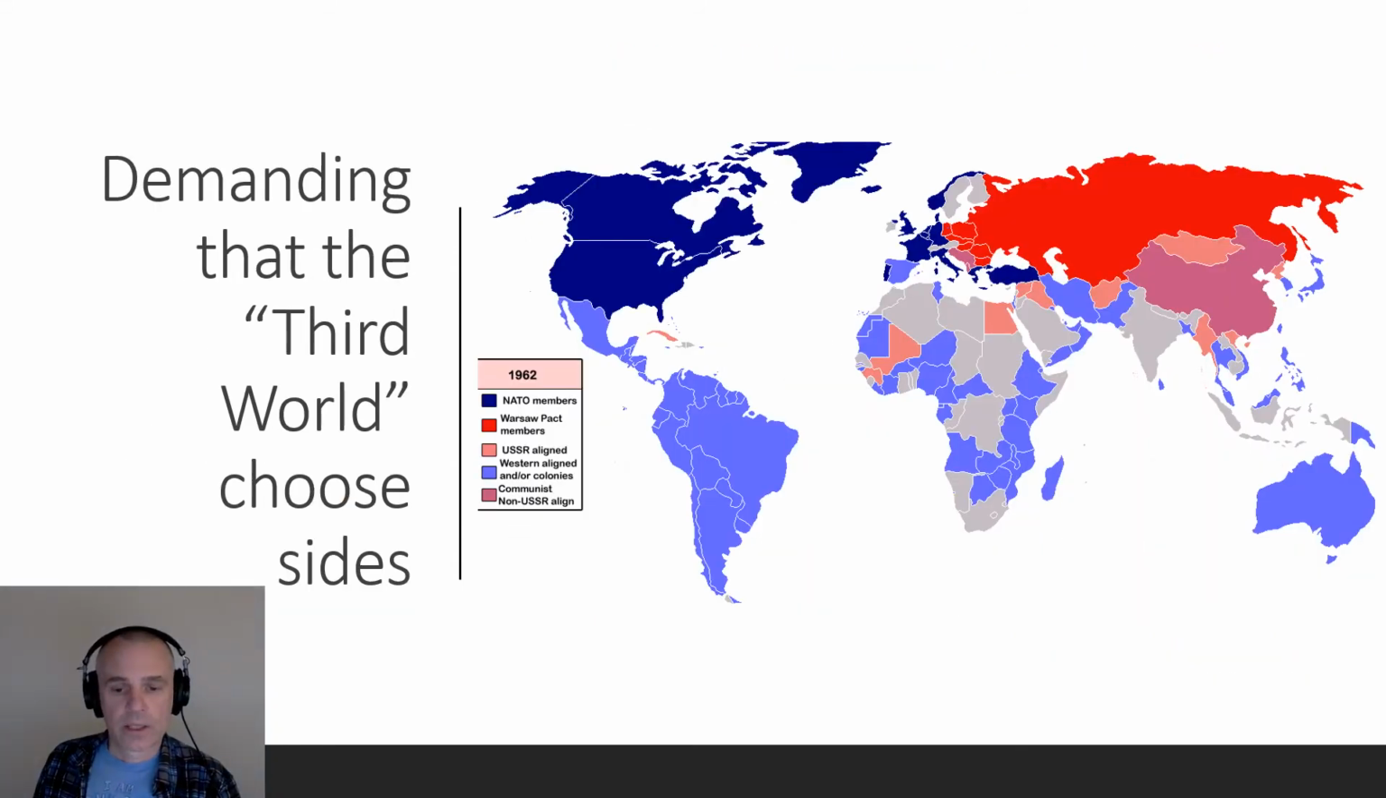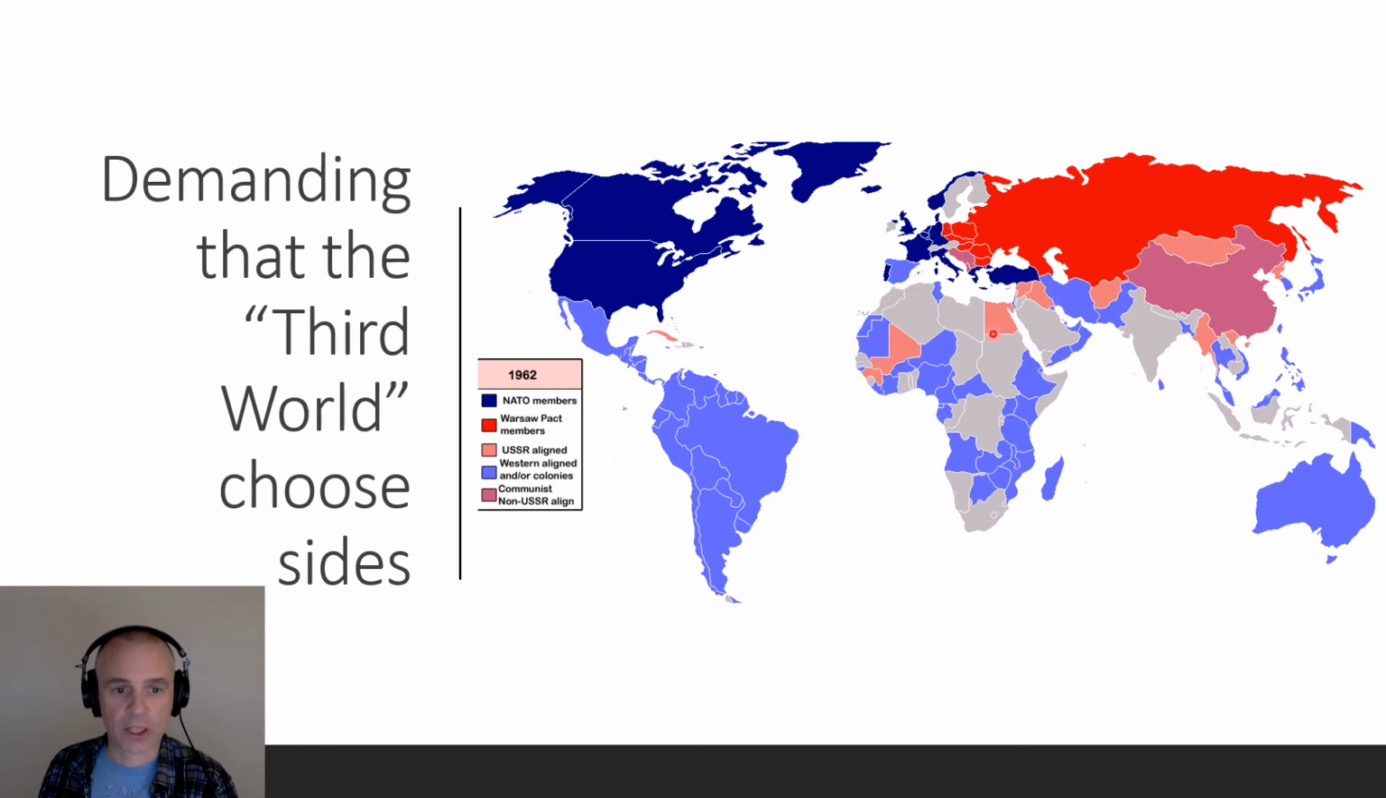And both the Soviets and the US-led capitalist, sometimes democratic or often democratic, sides did force the third world to choose sides. So the first world was the United States, France, Britain, Western Europe. The second world was the communist world, the USSR, China, that kind of place. And then the third world was everybody else. And both sides, meaning the Warsaw Pact and NATO, or the Soviets and the United States, wanted everyone on the planet on their team.